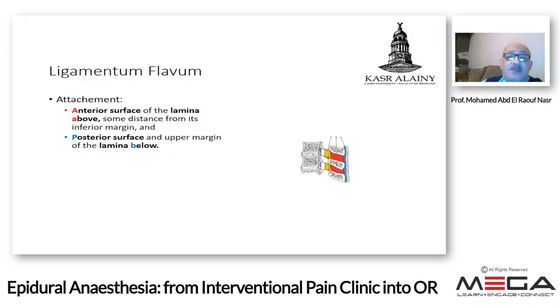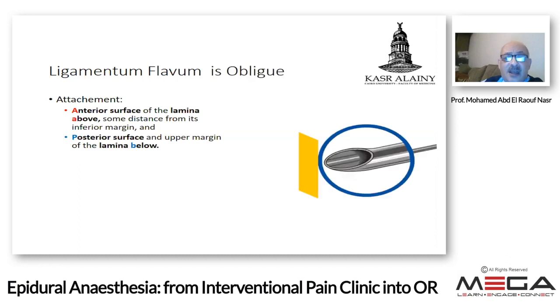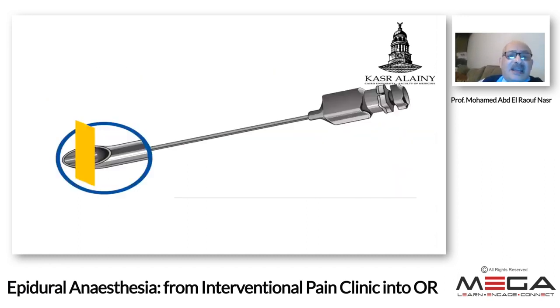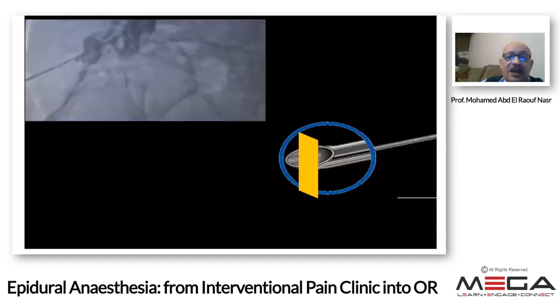Why does this happen? Because the attachment of the ligamentum flavum is not straight. It's attached above on the anterior surface of the lamina and attached below to the posterior surface of the lamina. So this gives an oblique approach. So your needle might be a little bit part in and part out. And when you are injecting your dye or local anesthetics, it goes part in and part out.